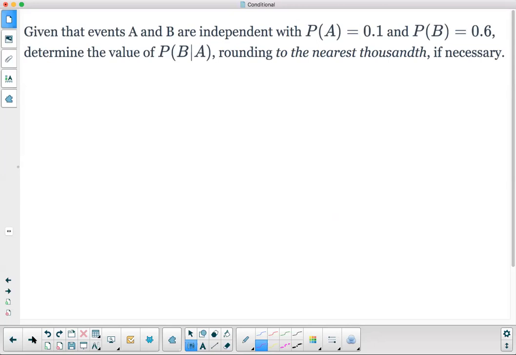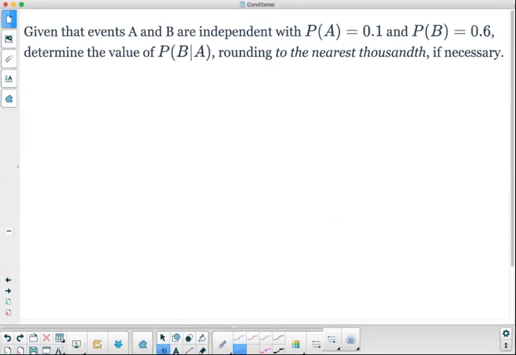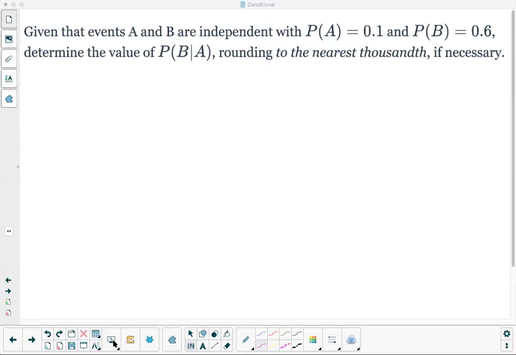Okay, given that events A and B are independent, let's say that they're not independent. You know, let me find a better one. I don't really like this problem, so give me a second.